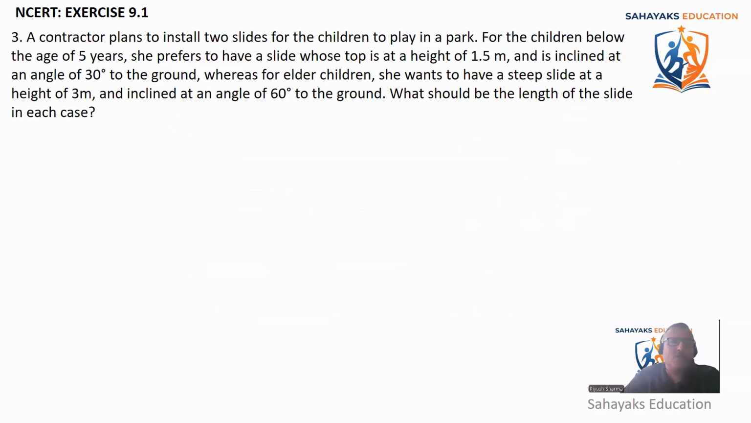Okay, so coming to the next question. A contractor plans to install 2 slides for children to play in a park. For children below the ages of 5 years, she prefers to have a slide whose top is at the height of 1.5 meter and is inclined at an angle of 30 degree. Whereas for elder children, she wants to have a steep slide at a height of 3 meters and inclined at an angle of 60 degree to the ground. What should be the length of the slide in each case?